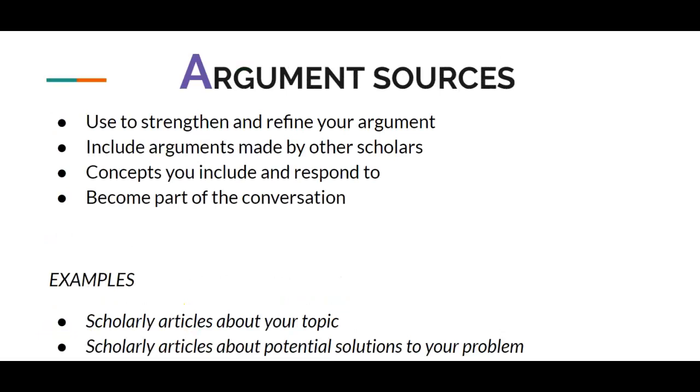Your argument sources are typically going to be those scholarly articles that you're finding about your topic. These are sources that you are using to strengthen your argument. So you're making a claim and then you're backing it up with arguments that have been made by scholars or experts in that field. The other way that you could use argument sources is as a source that you're engaging with in a kind of conversation. For example, there might be an opinion piece that you are responding to, and then you're backing up what you're saying with that scholarly information.